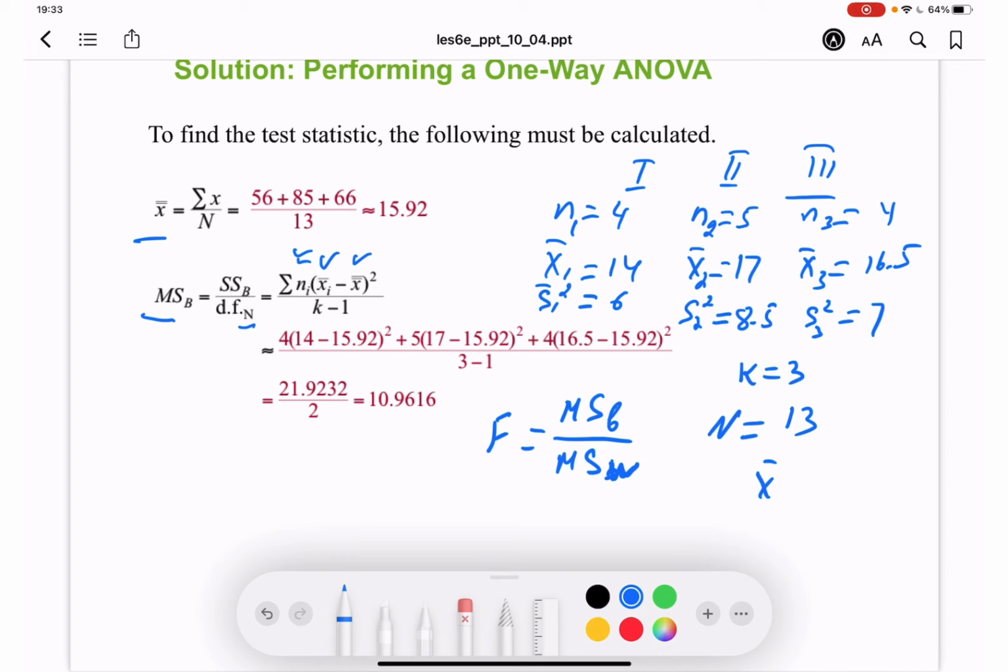So our X bar is 15.92. Next, variance between samples is equal to the sum of squares between samples divided by the degree of freedom that belongs to the numerator. That is going to be the degree of freedom for the numerator, which is equal to the number of samples minus 1.